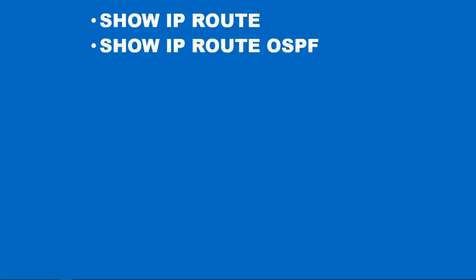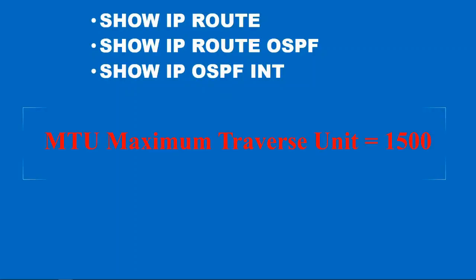So here are some OSPF troubleshooting and verification commands. First you can check show ip route to view the routing table, and to view only the OSPF routes, you can use show ip route ospf. And then the show ip ospf interface command. By doing this, you can see the MTU value. The MTU value must match on both sides of a link, right? Generally it should be 1500.